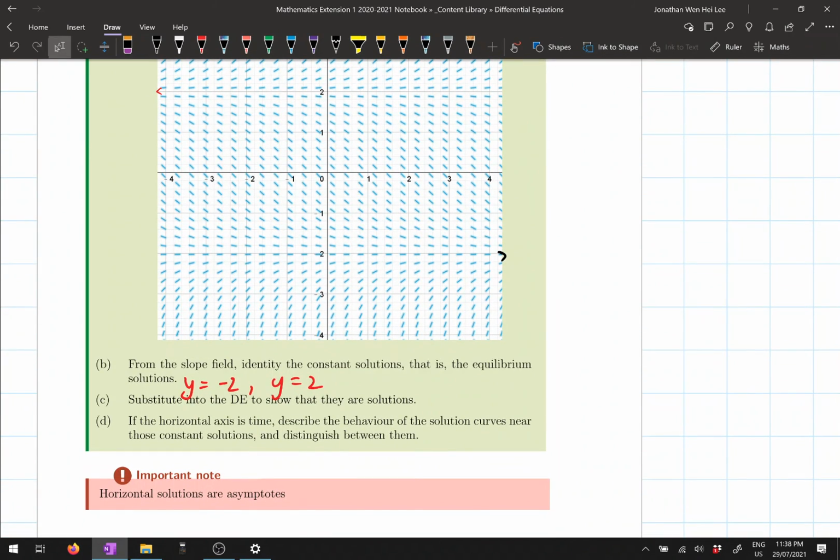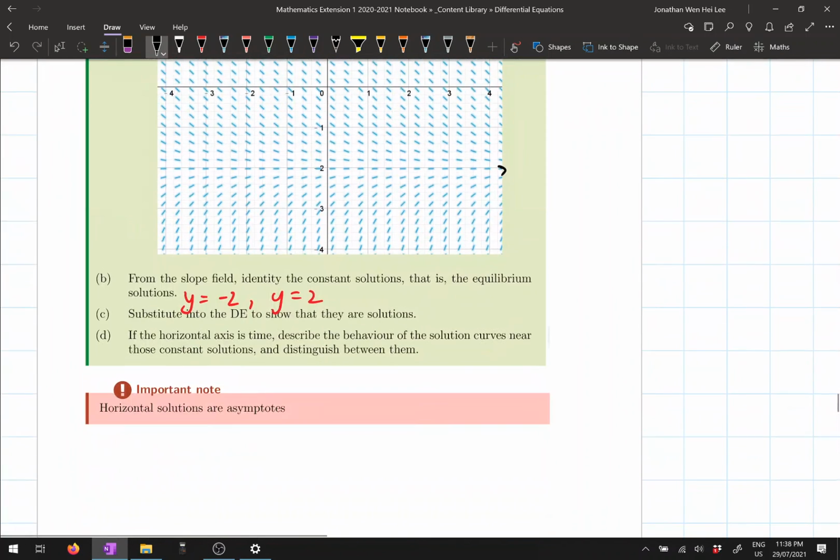Okay, substitute into the differential equation. Oh, I literally just did that. So if we substitute those two values in, you would get 0. And hopefully you're good at doing that. I'm just going to go over the next part to save time.